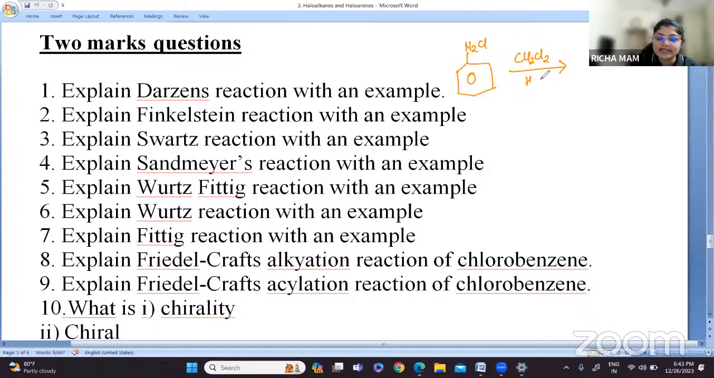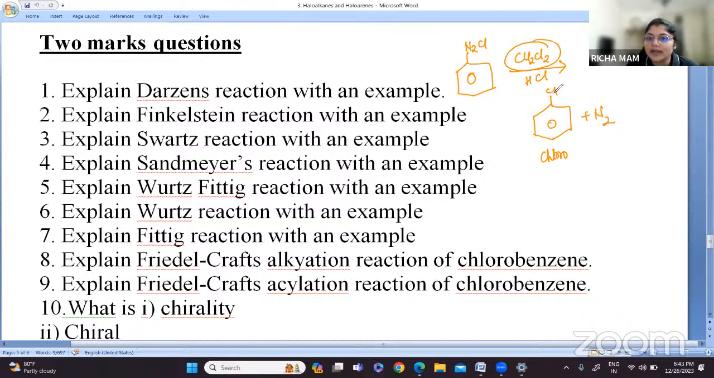in the presence of HCl, giving you chlorobenzene plus N2. Fine. So this is your Sandmeyer's reaction. So what is the example of Sandmeyer's reaction? Chlorobenzene or bromobenzene can be prepared. If I want to prepare chlorobenzene, then I have to take here cuprous chloride.